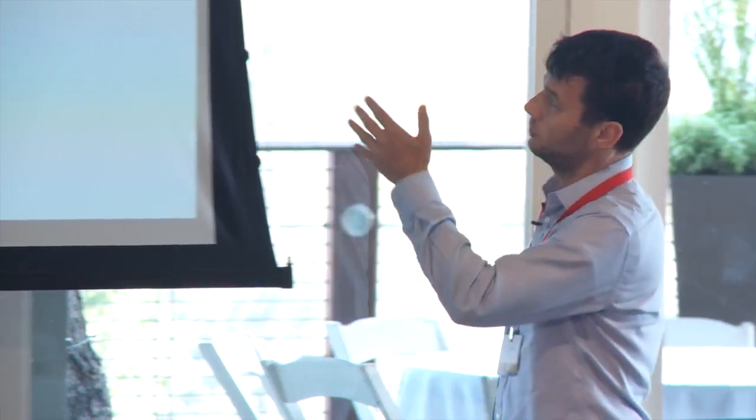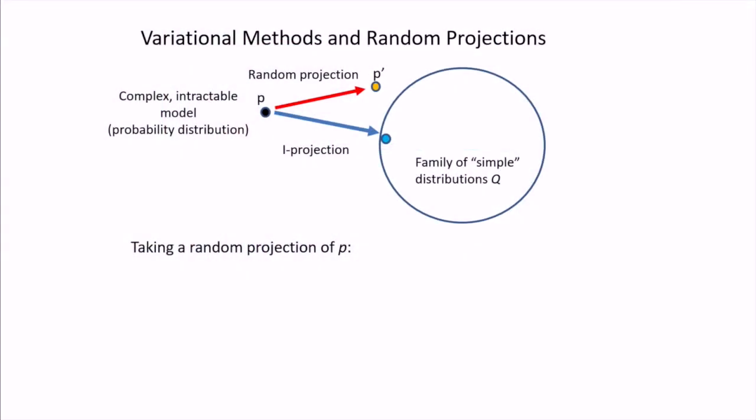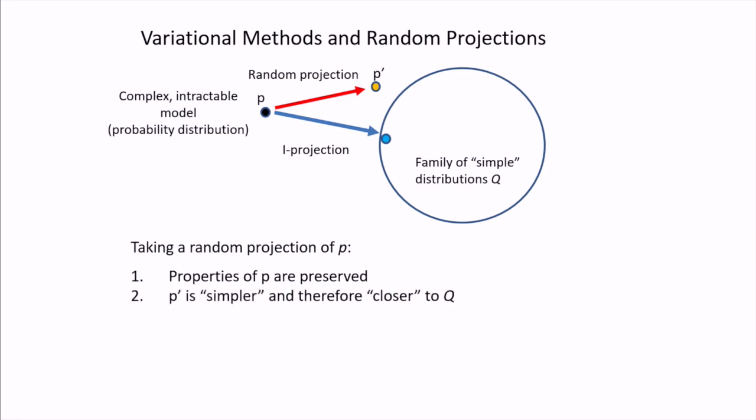So one of the things we recently did is we introduced a new method to learn this kind of models and do variational inference, which is based on the use of random projections. We introduced this concept of a random projection on probability distributions, where we can effectively take a probability distribution P and generate a new one, such that the properties of P are preserved to some extent, but the new distribution P prime is simpler than the original one, and so it's easier to approximate.